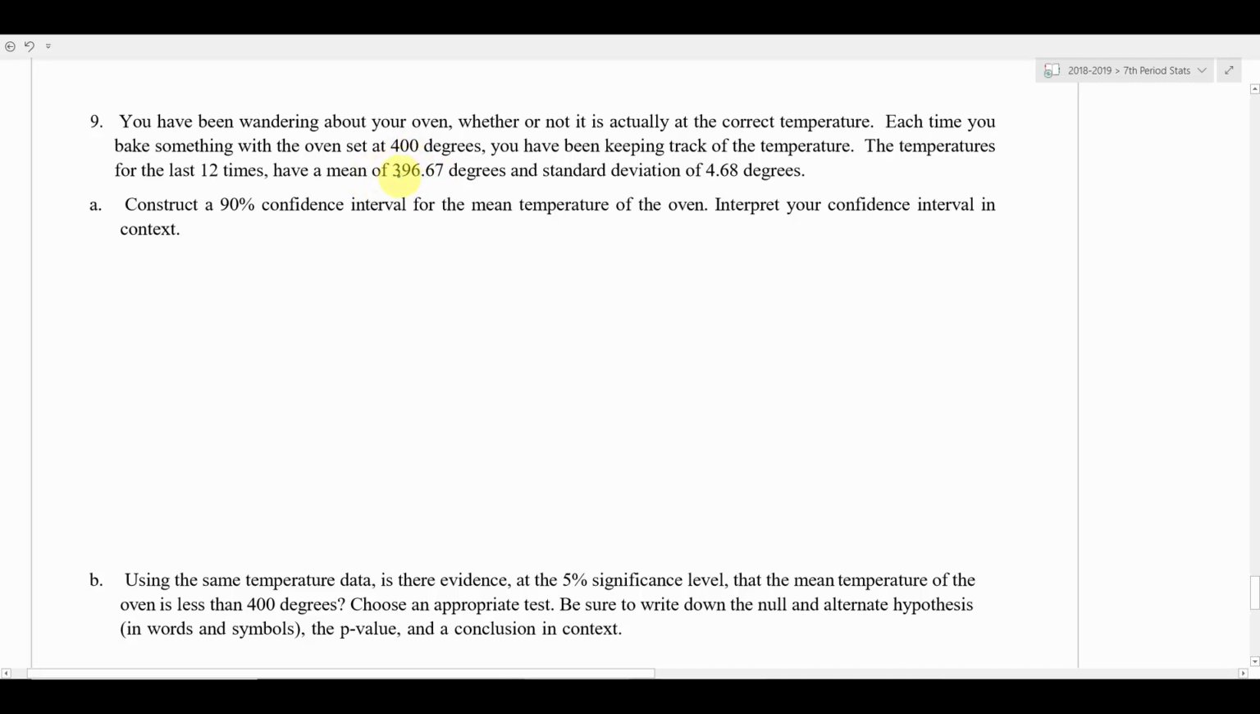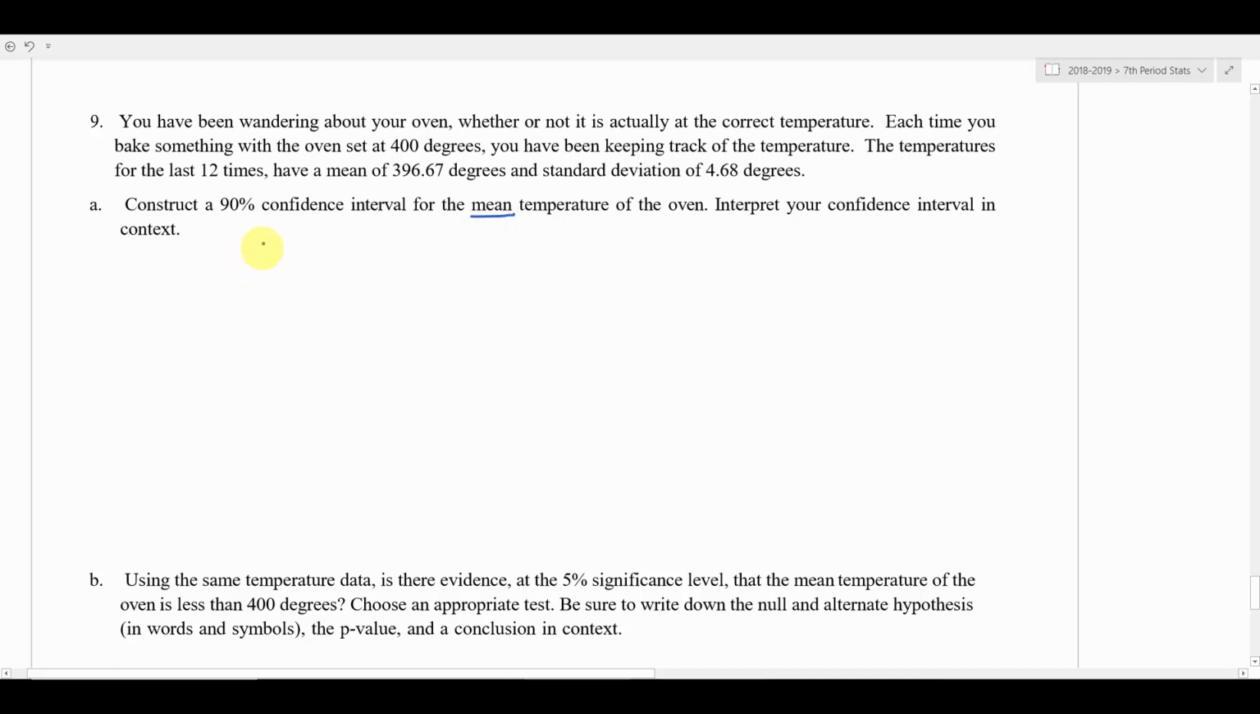So, okay, and a standard deviation of 4.68 degrees. All right, so what we want is to estimate what the actual mean temperature is for this oven, right? Because it says construct a confidence interval for the mean temperature of the oven at 90%. So not a problem. Now, notice this is a mean. So this is a little bit different than the last one we did. So this is a mean. So we're going to be doing a t interval or a z interval.